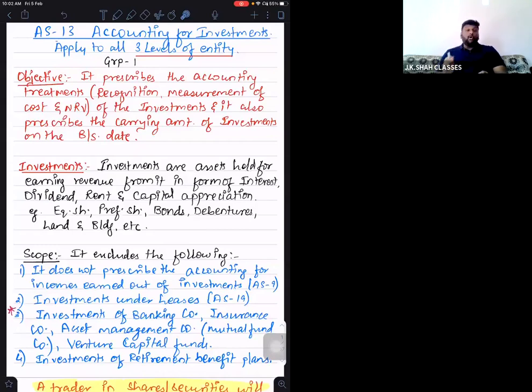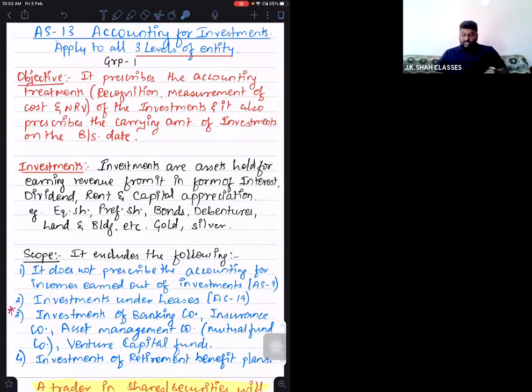That is, what is not covered by AS13. Sir, see, it is applicable to all the 3 levels, and there is no question in it. But there are these 4 or 5 transactions where this AS is not applicable. Right? What are these transactions where this accounting standard is not applicable? And sir, whenever you find a scope with 5-6 points, you can definitely expect a 5-mark theoretical question from here. So which are the areas where it is not covered?